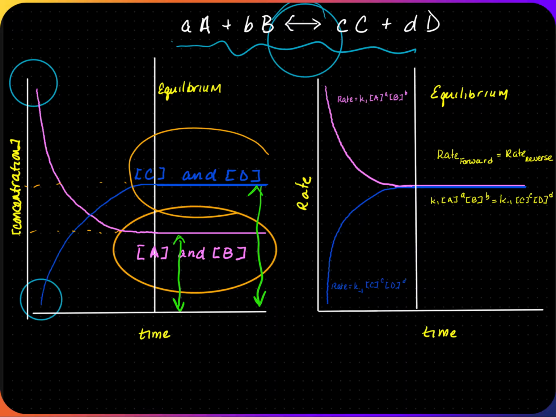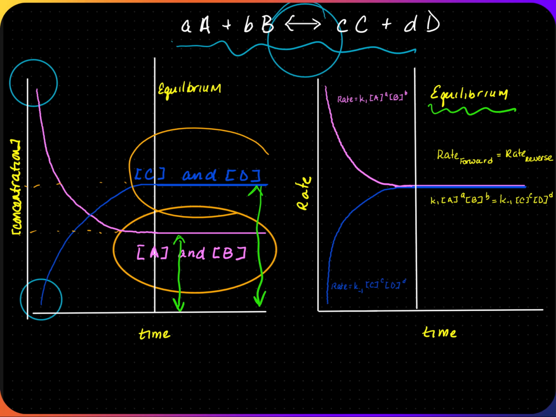Eventually, their rates will be equal and opposite because when the products and reactants reach equilibrium, the rate forward is equal to the rate reverse. And how do we write the rate? We write the rate equation just like we did in the previous chapter.